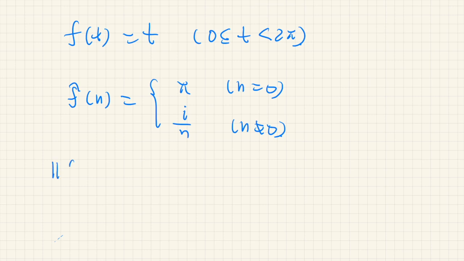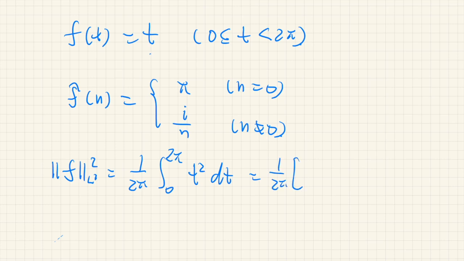Now, the norm squared of this function is 1 over 2 pi, integrate from 0 to 2 pi, t squared dt. That is 1 over 2 pi times t cubed over 3. That is 8 pi cubed divided by 3 times 2 pi. That's 4 pi squared over 3.